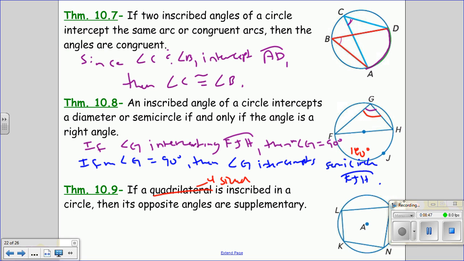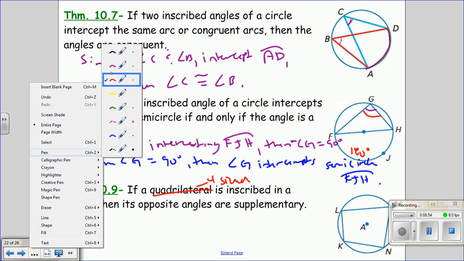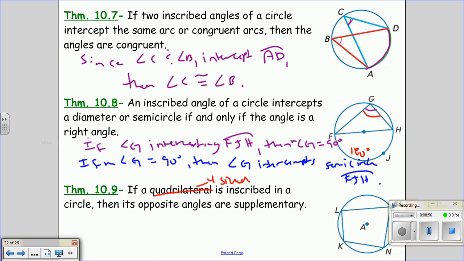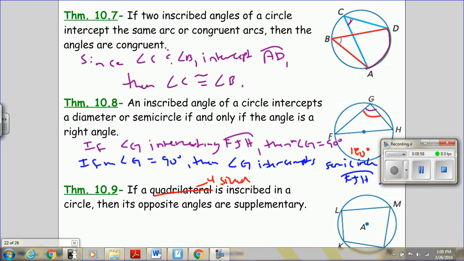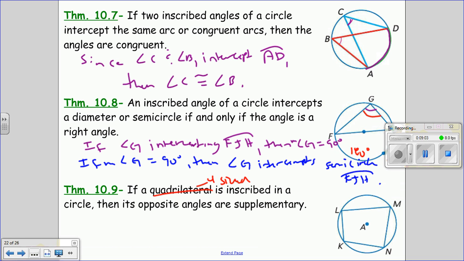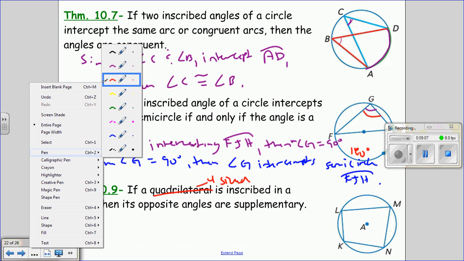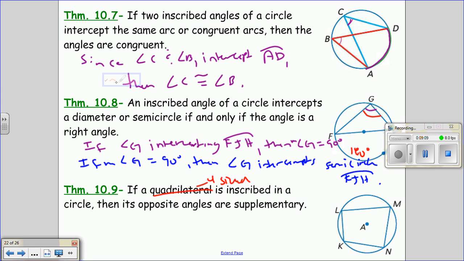So opposite angles are going to be supplementary. In my picture here on the right, the opposite angles it's referring to would be angle L with angle N. So the measure of angle L with the measure of angle N will equal 180 degrees.